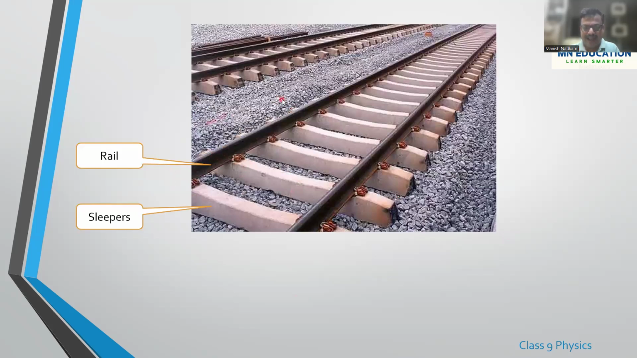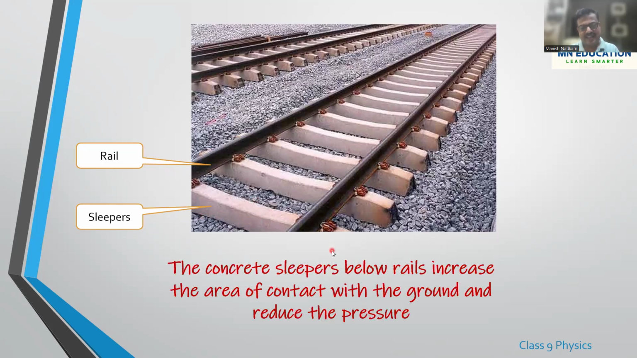For a railway track, these concrete horizontal bars are called sleepers. This is the rail. The iron part is the rail, and the white portion, the concrete part, is the sleepers. Why are sleepers used? Because the sleepers are used, the area of contact with the ground increases. Suppose you place the rails directly on the ground, the contact area would be lesser. Because the sleepers are placed, the area of contact increases, and that decreases the pressure acting on the ground, which is desirable. It reduces the pressure.